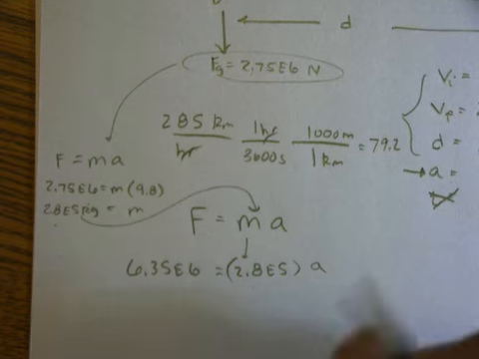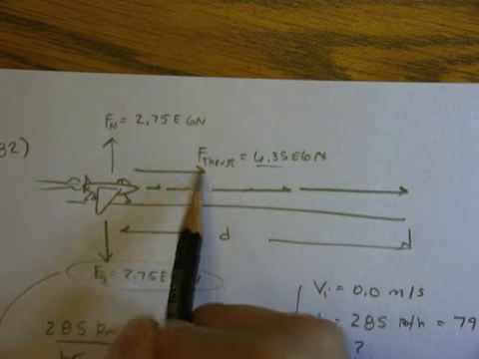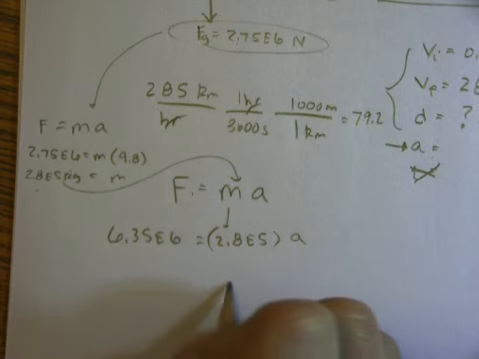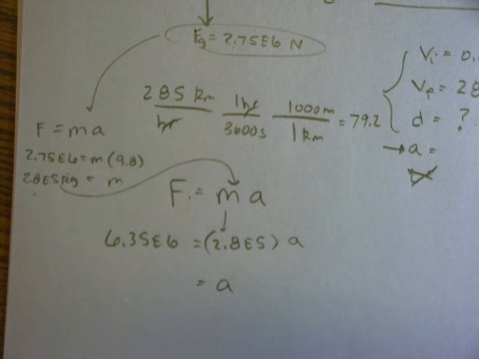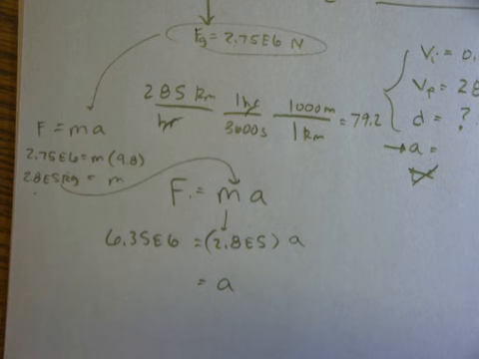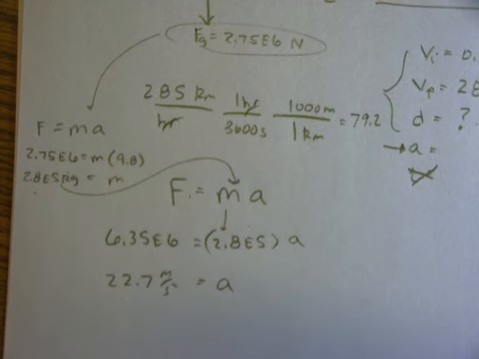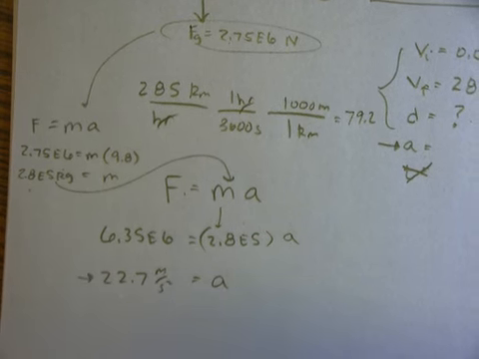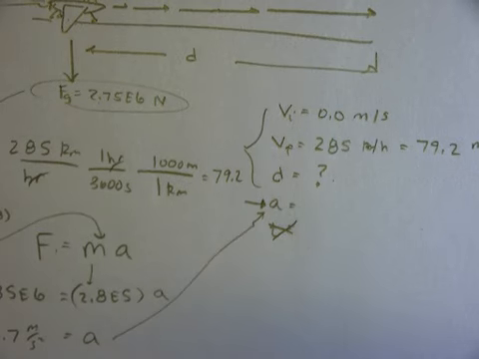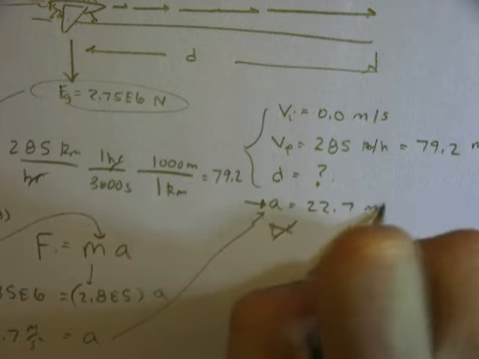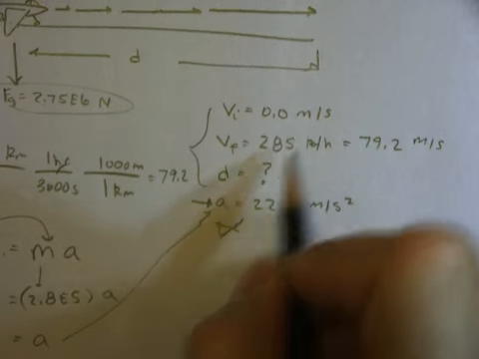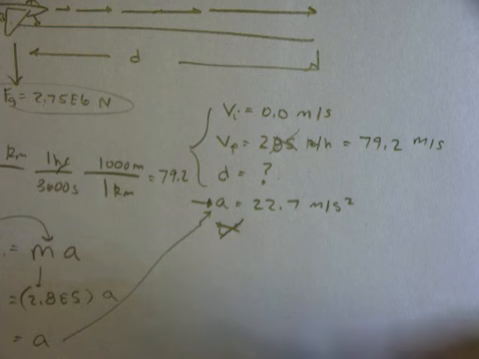And now you can find the acceleration, because there's a force pulling it forward. This plane has a mass, so force, mass, now we can find our acceleration. So 6.35 E6, we're going to divide by 2.8 E5, and you get 22.7 meters per second squared. So you stick that in there for your acceleration. Now you see why you can't use kilometers per hour, because I knew that my acceleration was going to come out in meters per second squared, so you got to use meters per second.